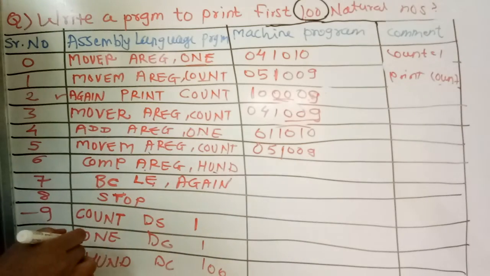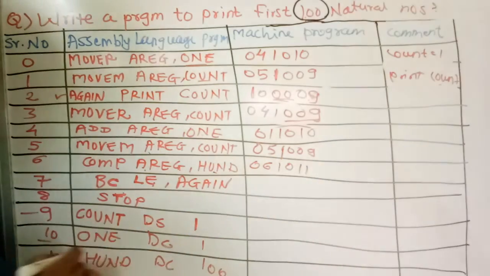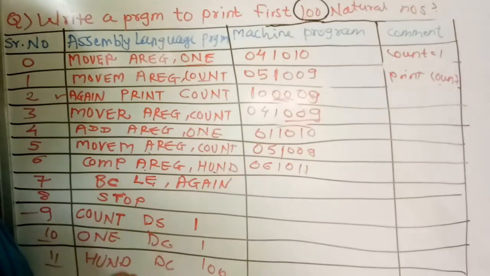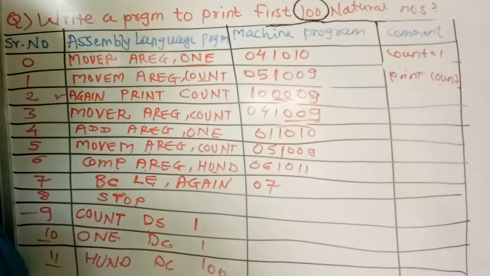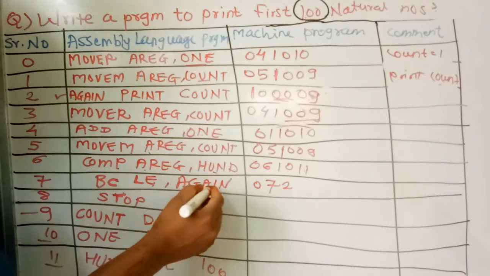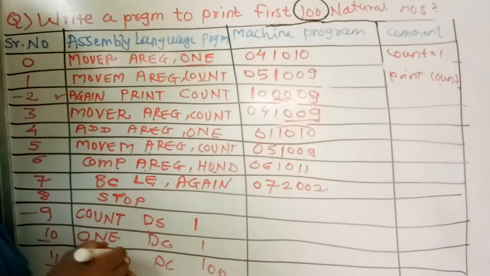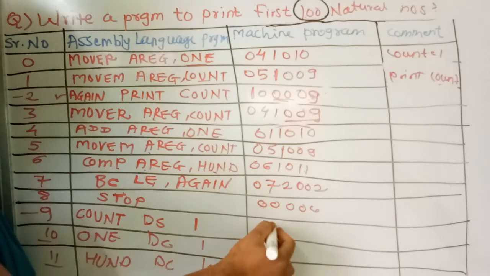Then comparison has the opcode 06. Then A register has the value 1 and it is at the 11th position, so it is 011. Now the BC statement has the 07 opcode. Less than or equal to is at the second comparison point, and then it is again the procedure. Again is at the second position, so it is 002. Then stop will take the 00 position and then it will again start from 01.